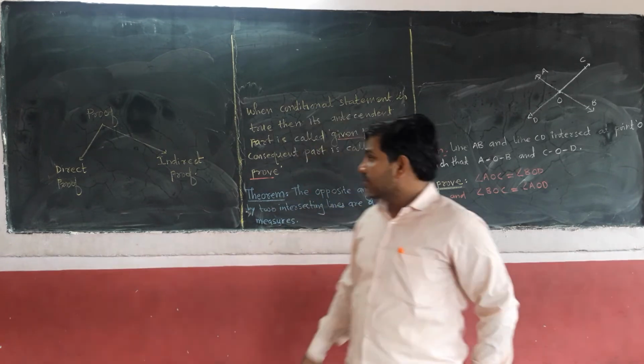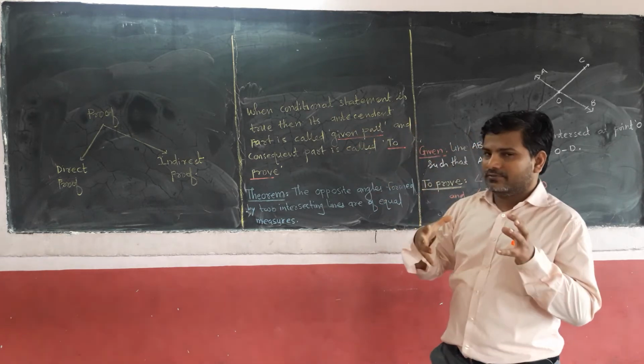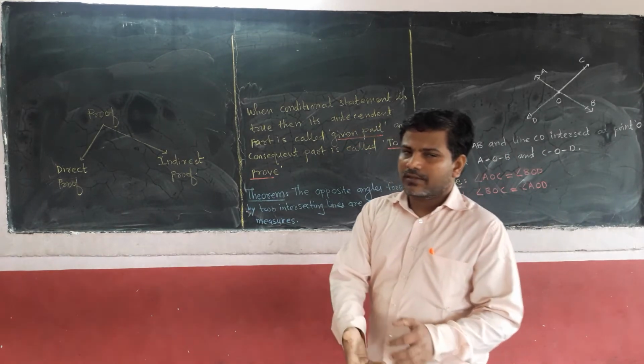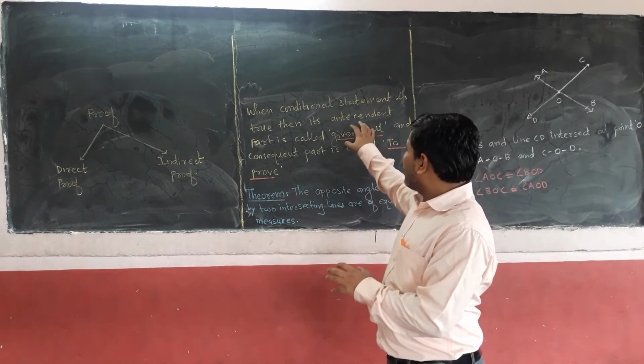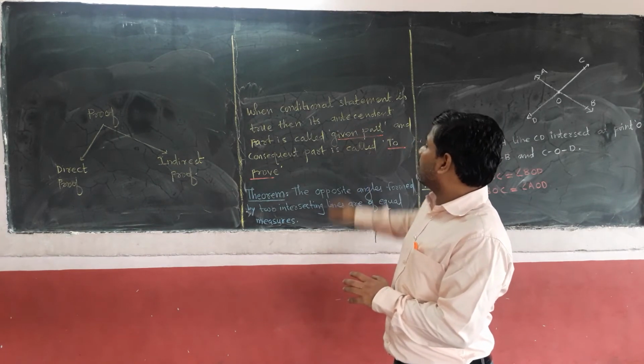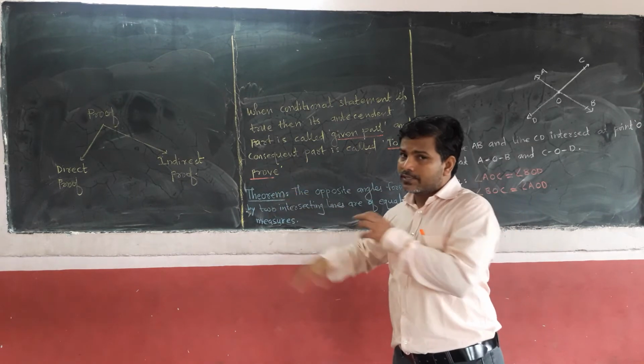Got it? So when the conditional statement is true, then its antecedent... In the last few statements we have learned that the part which is the antecedent is called the given part, and the consequent part is called the to prove. That part is called the to prove.